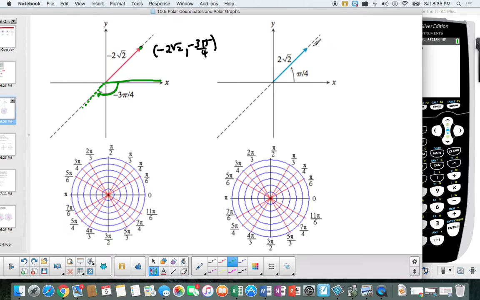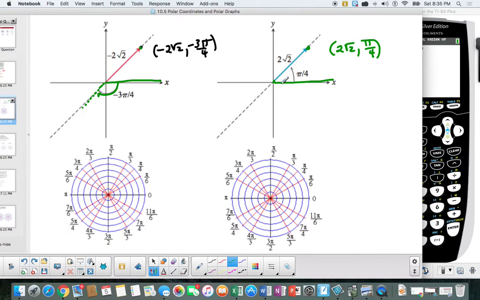Now we can do it another way. Our radius can be positive 2 root 2, and our angle can be pi fourths. And again, we're going to rotate from the pole over pi fourths, and we're going to go a distance, a radius, of 2 root 2, and again, we're landing in the same spot.